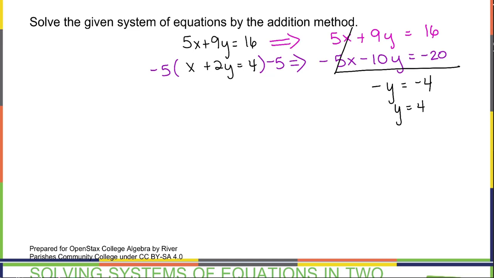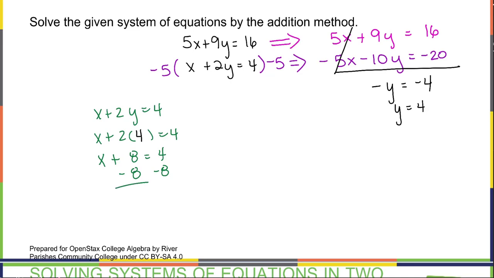Now we're going to take the y equals 4 and substitute it into one of the original equations and solve. So I'll just take the second equation, x plus 2y equals 4. And instead of the y, I'm going to replace it with what we said y equals, and we said y equaled 4. And we're going to solve that. So that's x plus 8 equals 4. Subtract 8 on both sides, and we get x equals -4.